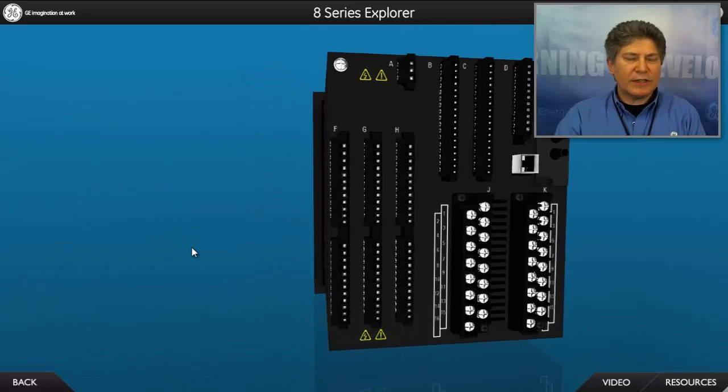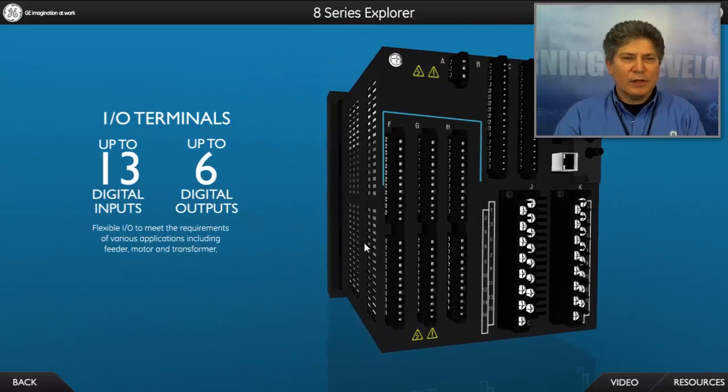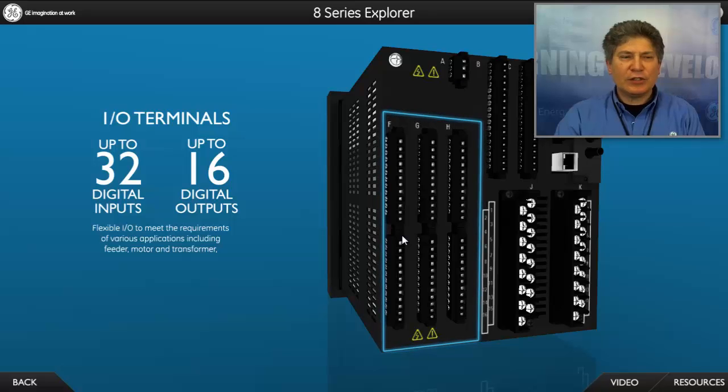We have our inputs and outputs. So we can have up to 32 digital inputs, 16 digital outputs, depending on your configuration of your order code again. The 2 halves are separated. This is our output relays on the upper portion. Our digital inputs are located in the lower portion. We have both wet and dry type of connections for our contact inputs.